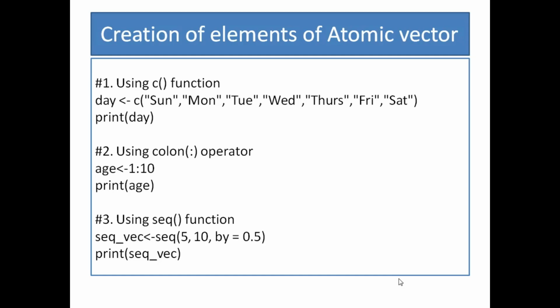Now using colon, suppose we want to take the values from 1 to 10. So here we will give the range like 1 colon 10. It will take all the values 1 to 10. So this is another way of creating atomic vectors. And the third option is the seq function, where not only can we provide the start value or end value, it is also possible to provide the step, that means the incremental step. Here if we give 0.5, then it will be incremented by 0.5, like 5, then 5.5, then 6, then 6.5, and so on up to 10.